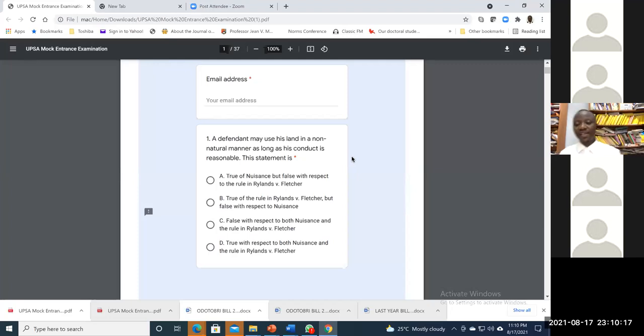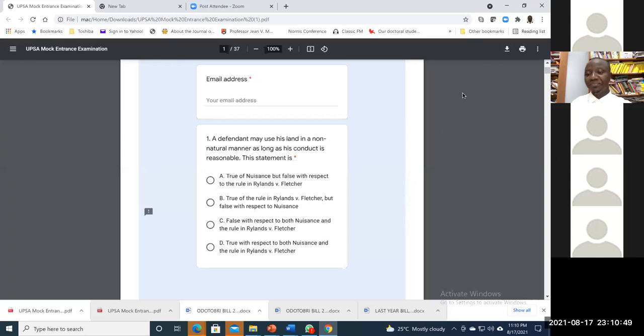So as I always tell you, it's better to test the correctness of your answer by going through all the options. So we have option A. The statement is A, true of nuisance, but false with respect to the rule in Rylands and Fletcher. Is that correct? What is the principle governing nuisance? Public and private nuisance. Can anybody summarize the principle for us?